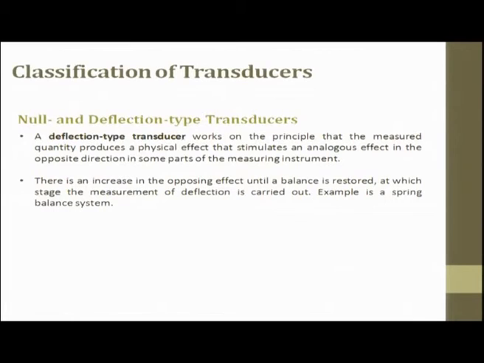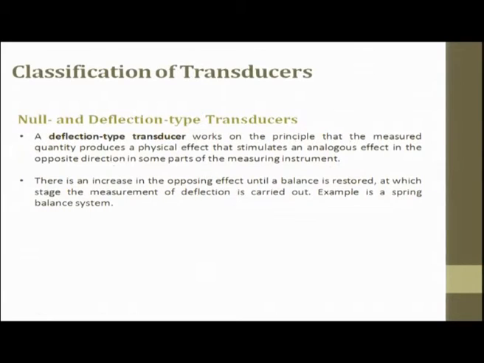So, the deflection type transducer works on the principle that a measured quantity produces a physical effect that stimulates an analogous effect in the opposite direction in some part of the measuring instrument. I repeat, it works on the principle that the measured quantity produces a physical effect. For example, the measured quantity is displacement, and it produces a physical effect that stimulates an analogous effect in the opposite direction in some part of the measuring instrument.